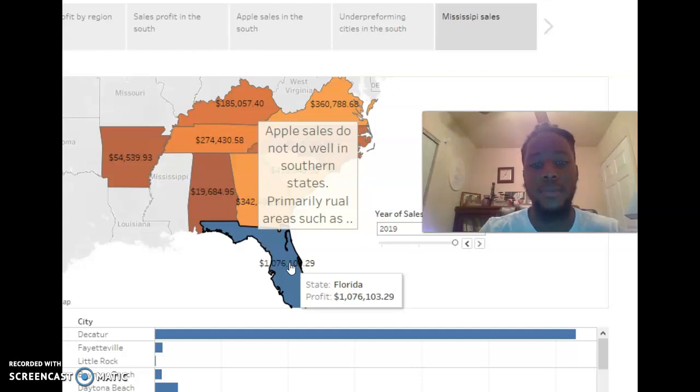I would definitely recommend Tableau as something that should be learned, so that when organizations come up with new strategies, this can be shown so that everybody can understand it.